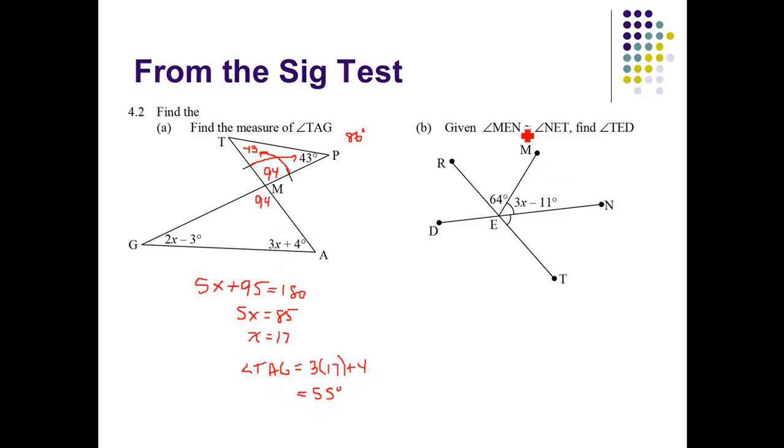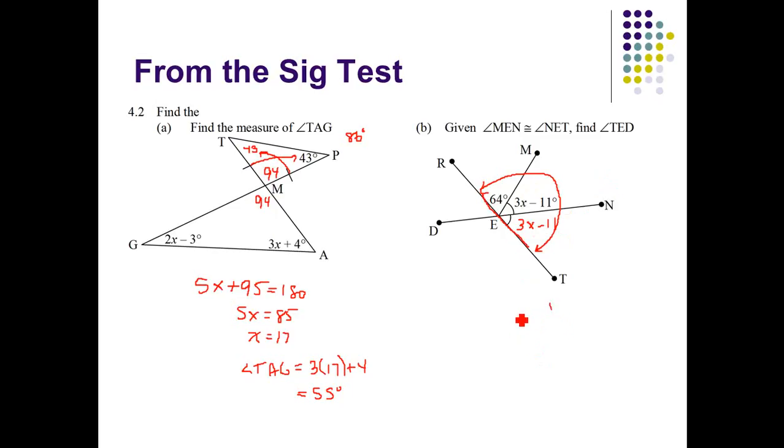Okay, we're told that angle MEN is congruent to NET. It's also marked on here. So if those are congruent, that means this angle has to equal 3x minus 11. Well, notice right here, you have to look really carefully. These three together form a straight angle. So if I add up all three of these angles, then I know it's going to have to sum to 180.